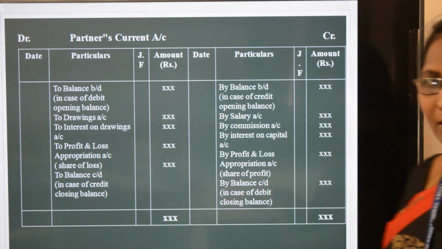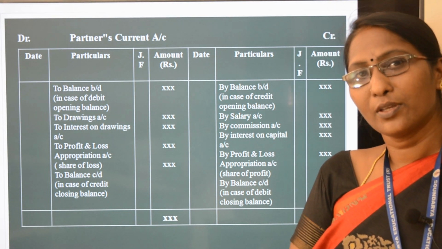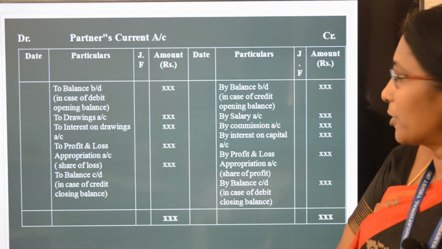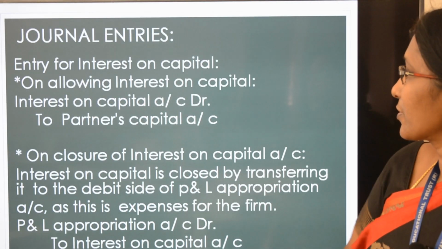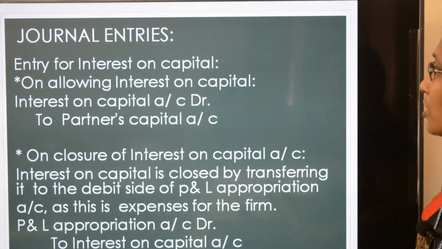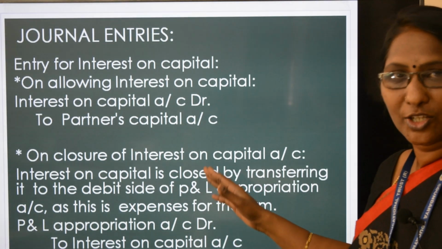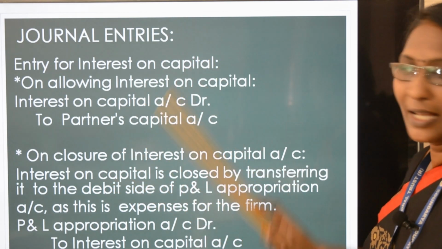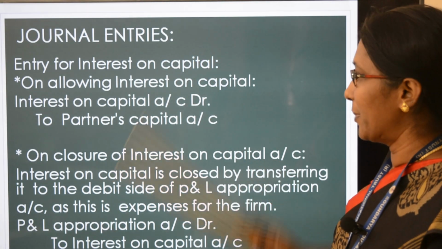So after this, we have to do a problem. Before I do problem, I want to discuss about the journal entries which I kept pending in last class. So this is about journal entries. For all the adjustments, we are going to see the journal entries. First one is for interest on capital. So entry for interest on capital.